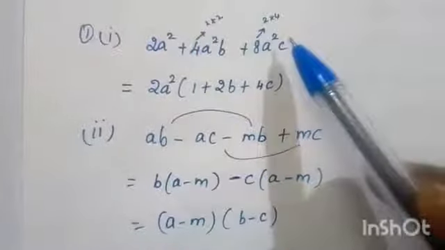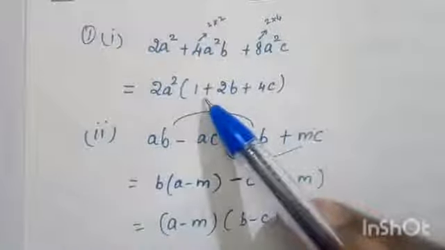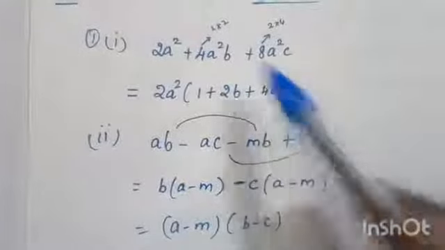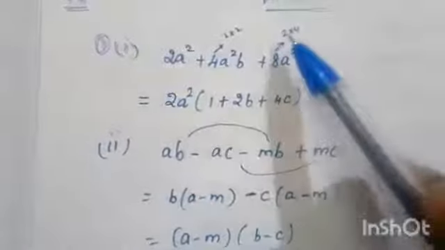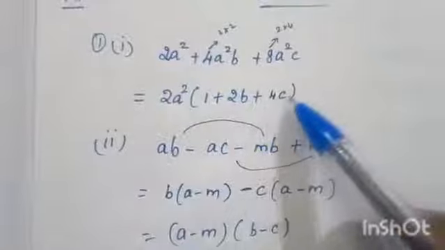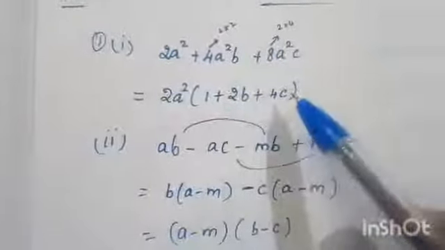A square is common for these three terms. So 2a square into 1 plus 2b plus 4c. Here 2 is taken outside, and here 2 is taken outside, remaining 4 into c. It is the factorized form.